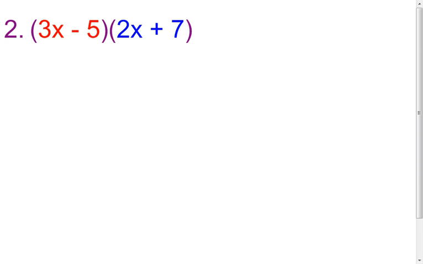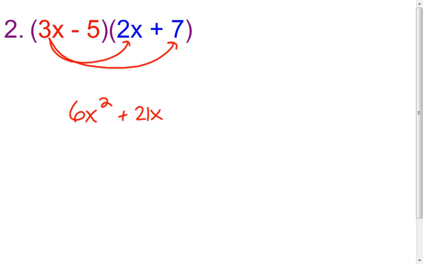All right, here's another one. Again, you're going to really and truly distribute, but you can think of it as first, outside, inside, last. So I will take my firsts, or I will distribute the 3x times the first term in the next parentheses. So 3x times 2x is 6x squared. 3x times 7, that's my two outsides, my outermost terms. So 3x times 7 is 21x.